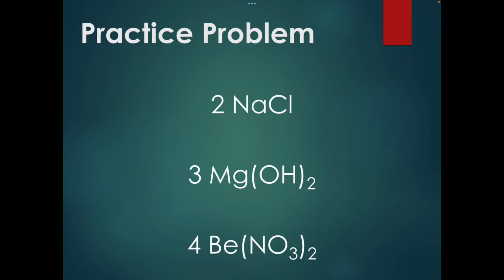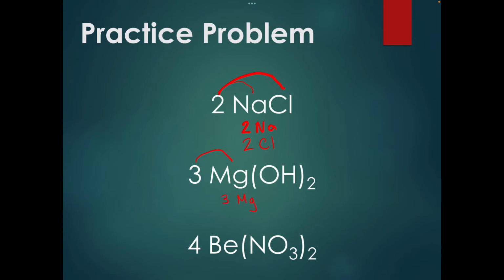All right, so in this first one, again, that 2 is going to distribute, so we're going to have 2 sodiums, and it's going to distribute to the chlorine, so we'll have 2 chlorides as well. For this one, this 3 will distribute. That will give us 3 magnesiums.